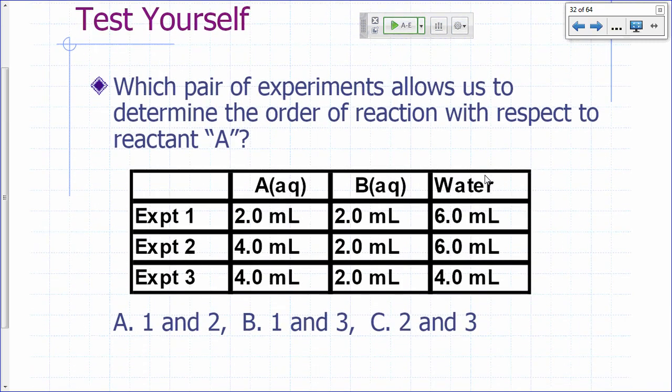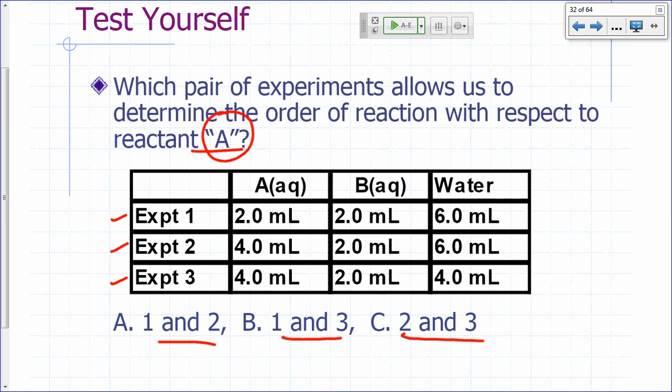Okay? This one requires a little critical thinking. Which pair of experiments allows us to determine the order of reaction with respect to reactant A? So experiments 1, 2, and 3. Which pair? 1 and 2, 1 and 3, or 2 and 3? Will allow us to study the effect of A on the reaction.